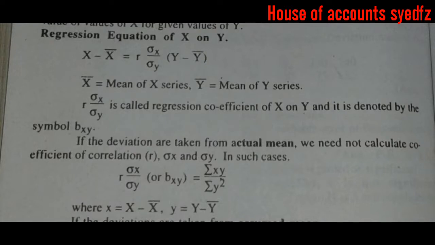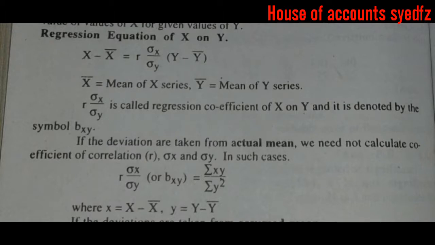The formula is x minus x bar equals r times standard deviation of x divided by standard deviation of y, with x on top and y below, multiplied by y minus y bar. Here x bar means the mean of the x series, and y bar means the mean of the y series. In place of r into standard deviation x divided by standard deviation y, we call it the regression coefficient of x on y, and it is denoted by the symbol bxy. xy means x on y.